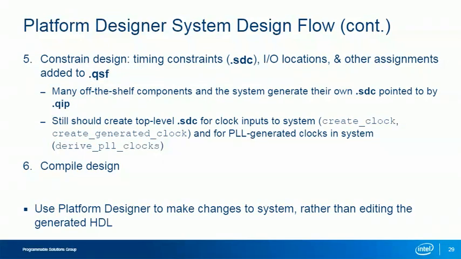Next, constrain the project as usual. Add project constraints such as I/O assignments using tools like the pin planner or the assignment editor, design optimization settings, and .sdc timing constraint files. While the generated Platform Designer files will include .sdc files for the interconnect and some IP, you must still create a top-level .sdc file that defines clock inputs into the system as well as for PLL-generated clocks. You may also need to constrain I/O timing for components that connect directly to device I/O that do not generate their own .sdc files. Once all required constraints are created, compile the project.